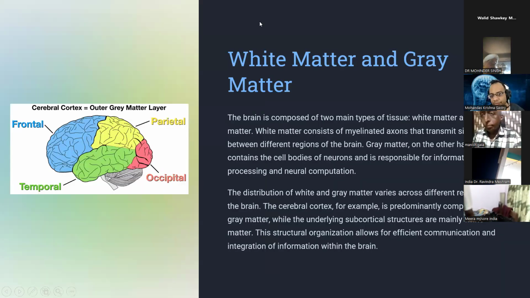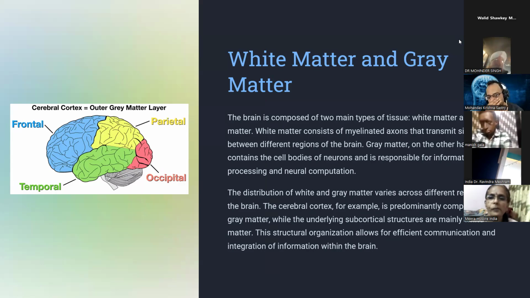about the neuroanatomy of the brain. So white matter and gray matter is one of the most important parts which we will see. Whenever you see an MRI, we find out that there's white matter degeneration and gray matter degeneration. So let us understand what is white matter and gray matter.